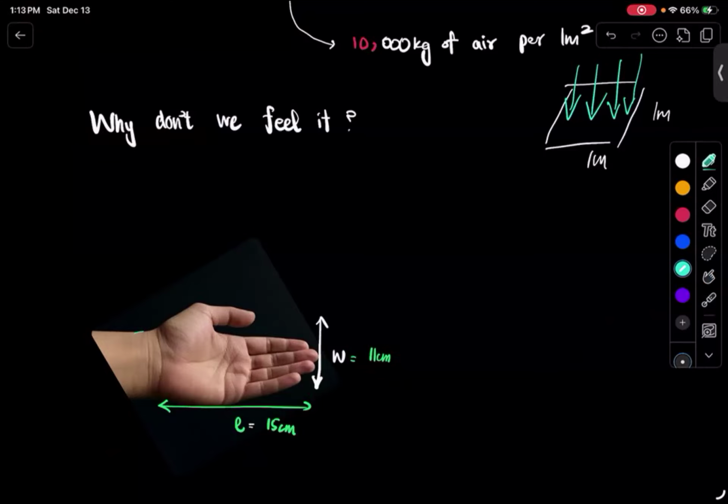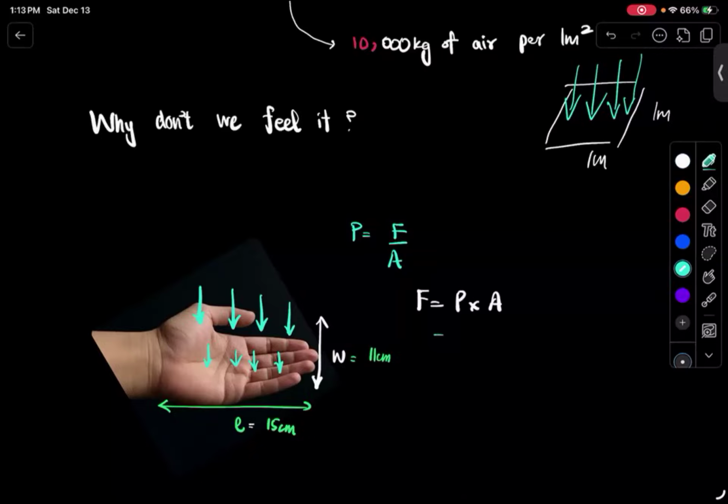Let's assume that your hand is this rectangle. And how about we calculate the amount of force due to air onto your hand? Let's see. Can we calculate that? Yes, we can. Because we know that pressure is equal to force per unit area, right? So force is equal to pressure into area, right?